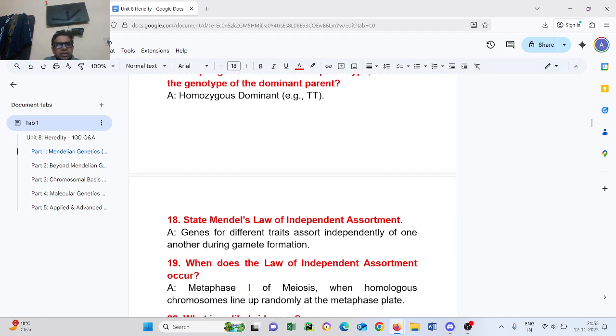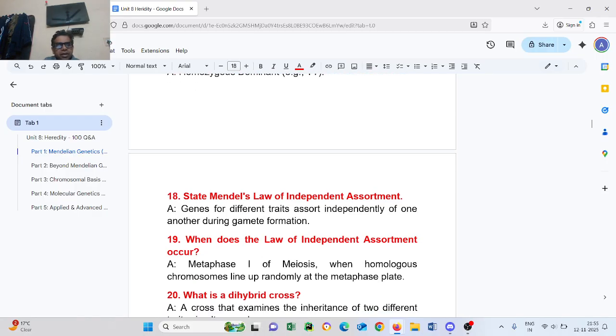Question number 18. State Mendel's law of independent assortment. Genes for different traits assort independently of one another during gamete formation.